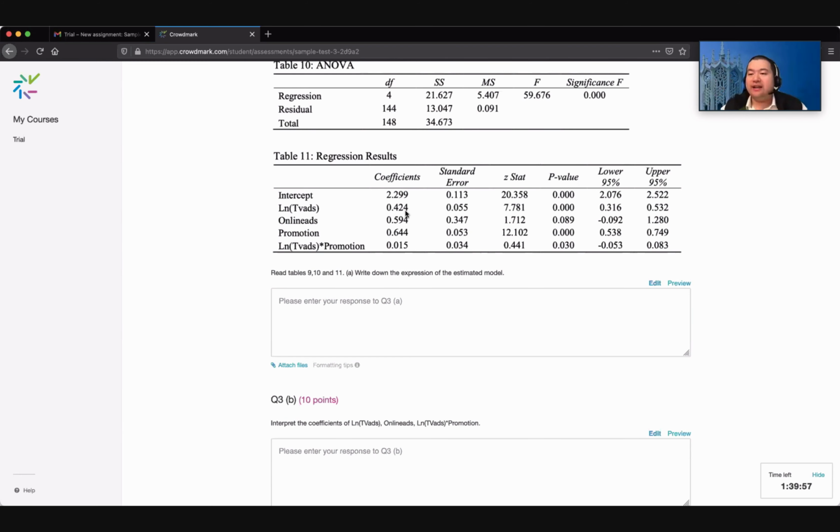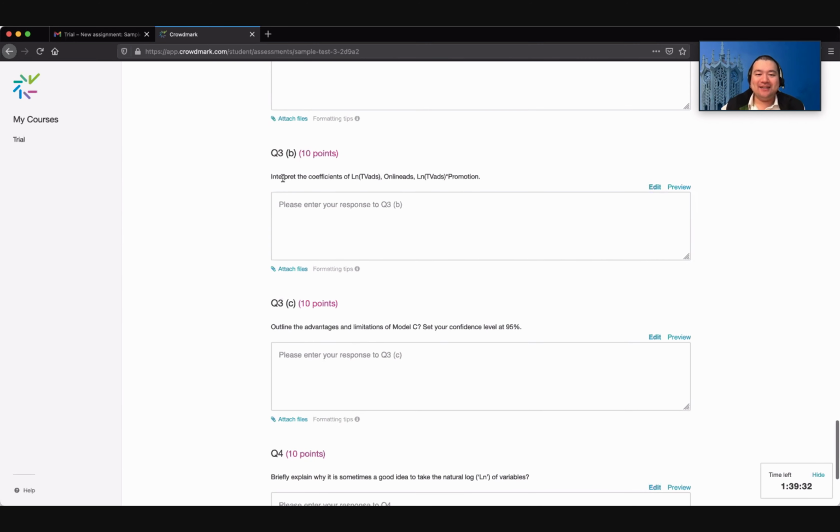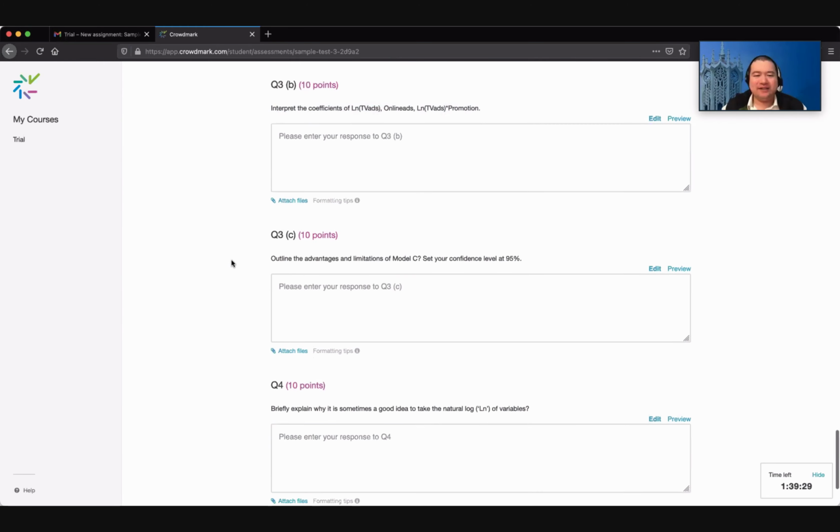So you can say this is about elasticity, right? What elasticity? The TV ads elasticity of weekly sales. But when you interpret the coefficient of 0.594, because online ads is not logged, that's why it will be a log-linear model. So what does it mean? Check my slides. Here you see, I have asked you to interpret it. That's quite simple, right?